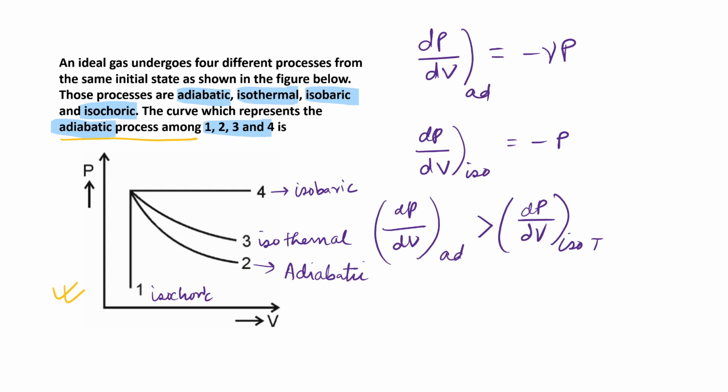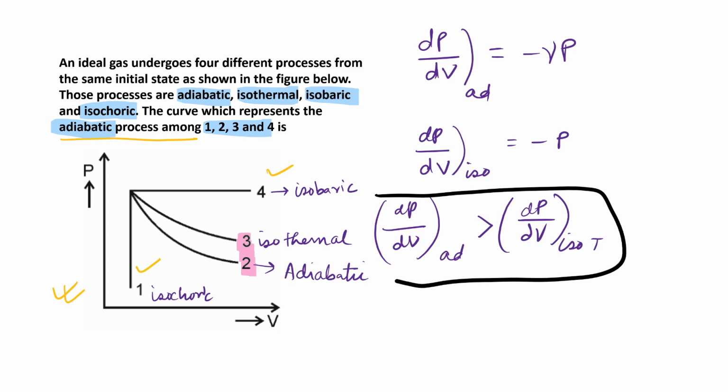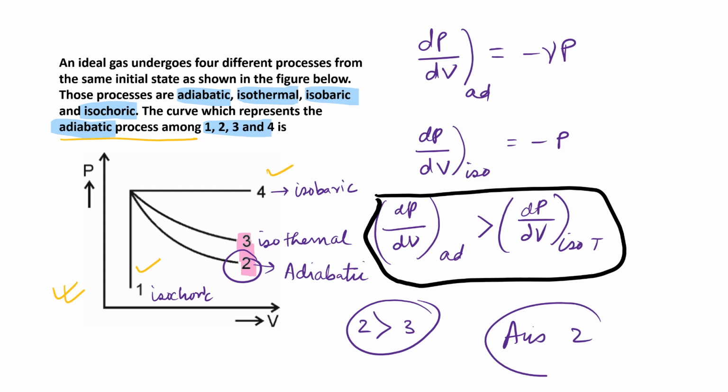So here the important part is number 3 and number 2, because 1 and 4 we already know that this is isobaric and isochoric. To get the answer between 2 and 3, we have to look at this relation where dP by dV adiabatic is greater than dP by dV isothermal. That's why the curvature of the curve is higher in 2. That is, the curvature of 2 is higher than 3, which means that the option 2 is the correct answer. So the answer is 2.